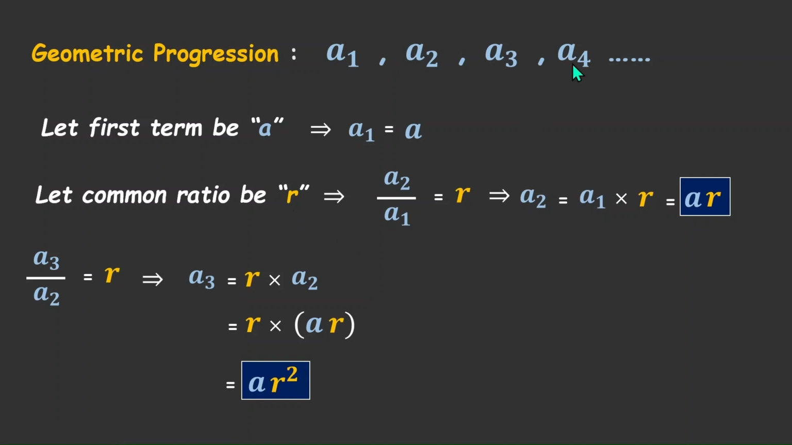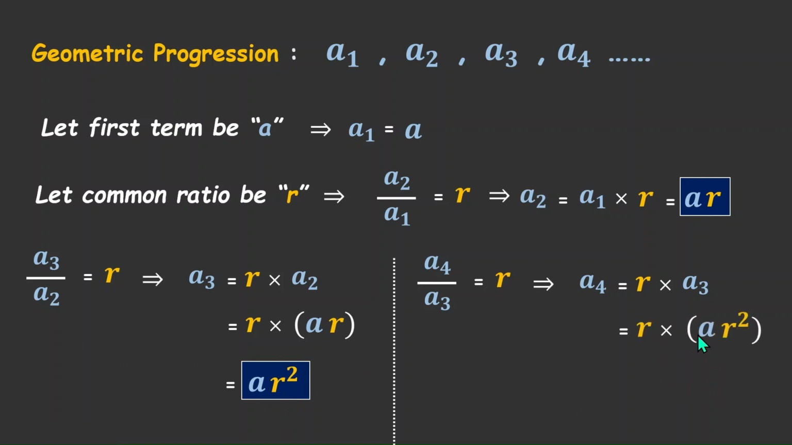Now let's find the fourth term also, again using the same relation. Here a4 and a3 would also have the same common ratio r. So a4 divided by a3 is equal to r, and cross multiplying with a3, we have a4 is equal to r into a3. We have a3 is equal to ar squared, so r into ar squared. Again a comes out as constant and r into r squared becomes r cube. So this becomes a into r cube.